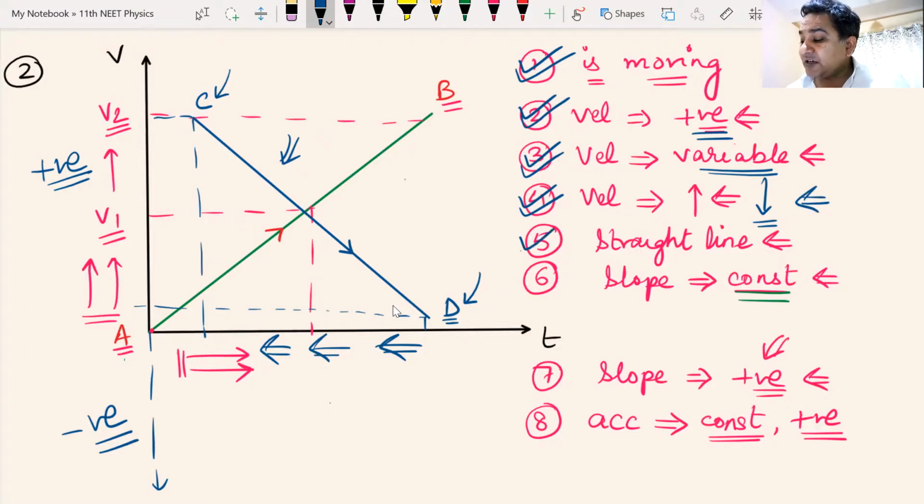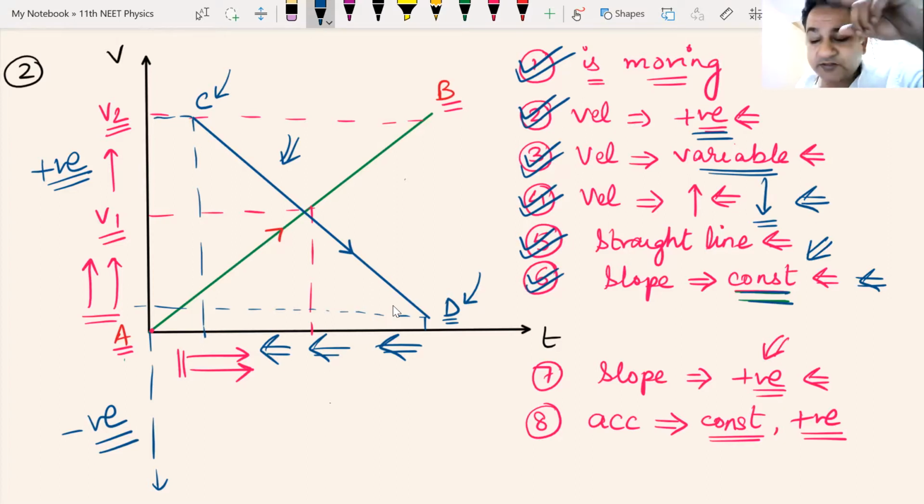Is the graph a straight line graph? Yes, you can see it's a straight line graph. Let us talk about the slope of this graph. Is the slope constant or is it variable? Sir, it is a straight line graph, it is a constant slope graph. We know it. Okay, beta, listen to me carefully. Eyes on the whiteboard.